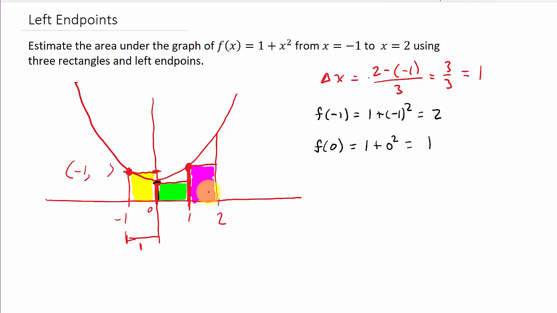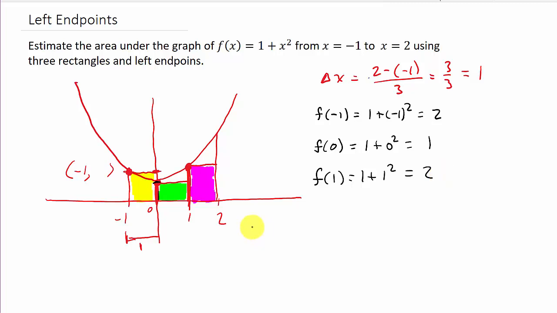And then we need the height of this rectangle. So if we evaluate at 1, see there? If we plug 1 in, that'll give us this y value, which will be the height of that rectangle. So f of 1 is equal to 1 plus 1 squared, and that's going to give us 2.